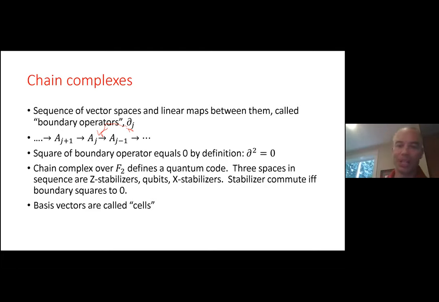A useful terminology that I'll probably slip into is to call the basis vectors cells. So we might say a two cell is a basis vector for A2, a one cell is a basis vector for A1, a zero cell is a basis vector for A0. And so the two cells, one cells, and zero cells might correspond to Z stabilizers, qubits, and X stabilizers.